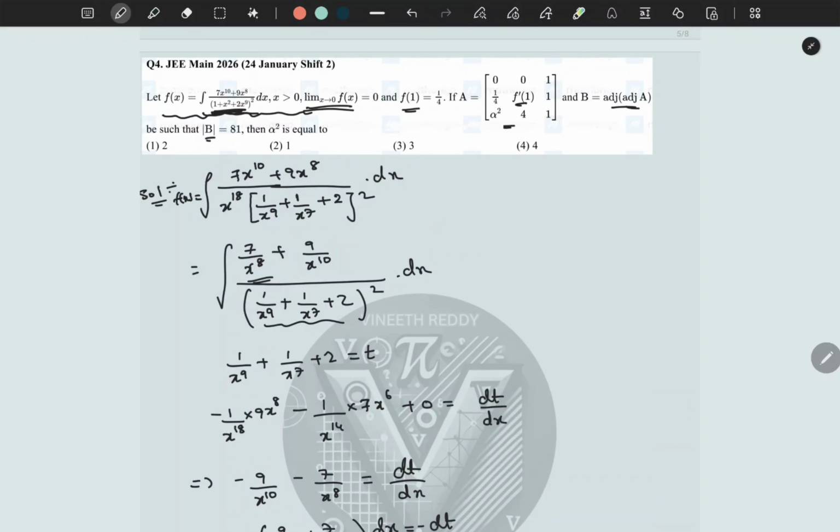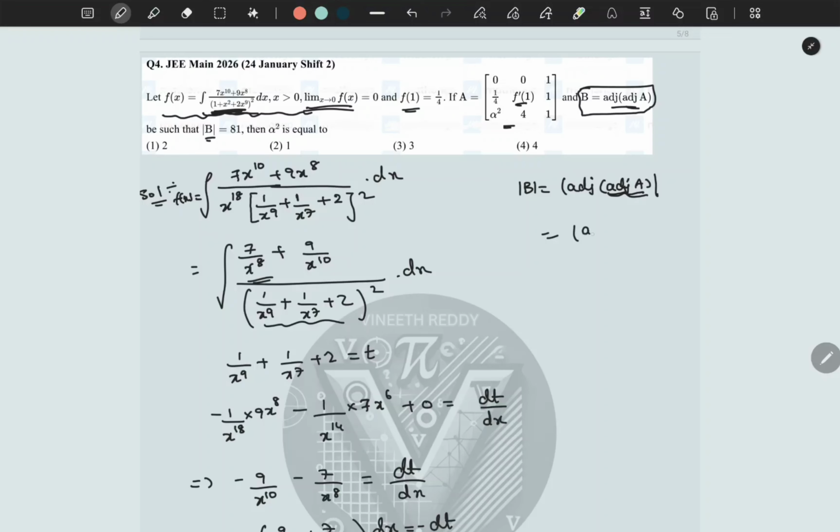Alpha square, 4, 1. Achha, what do we want ultimately? B is adjoint of adjoint A, such that the determinant of B is 81. Okay, so if I take this part B, what will determinant of B be? That will be adjoint of adjoint A. Now take this as C.